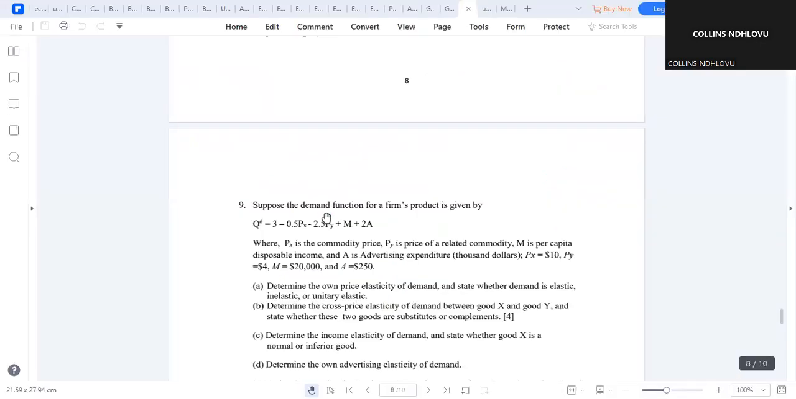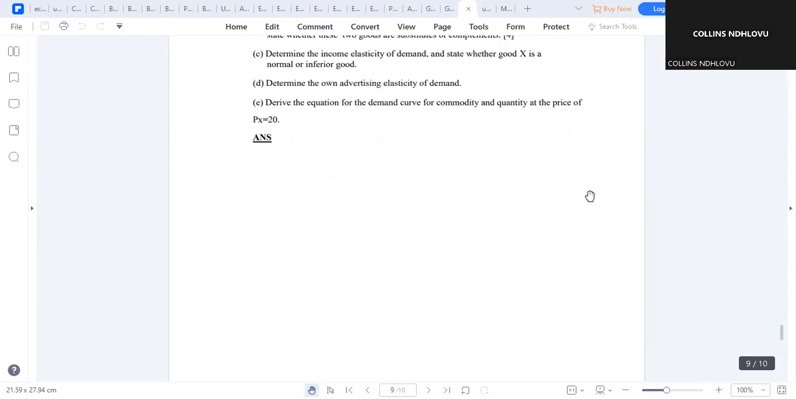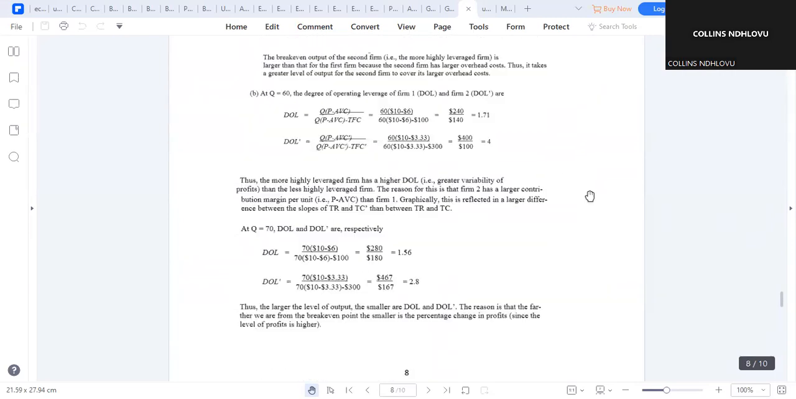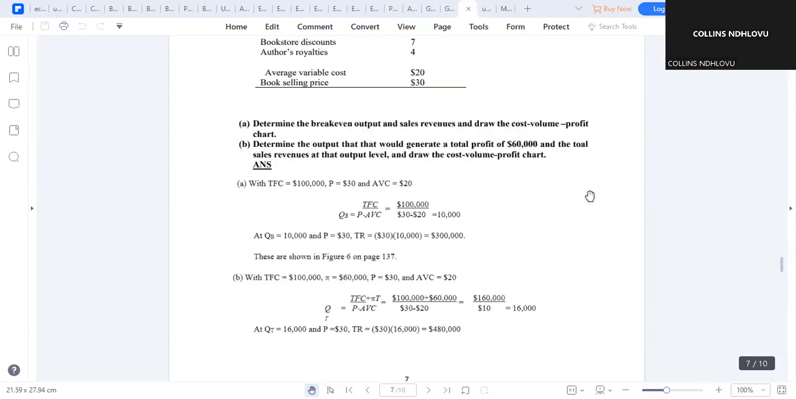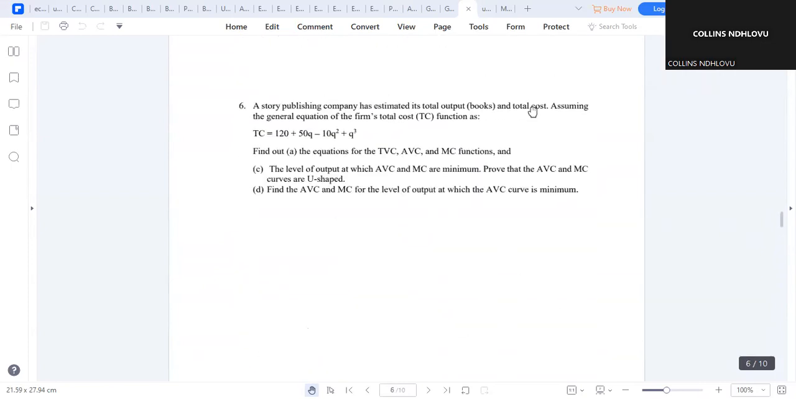So we're going to look at question number... So all these questions, you should reach a point where you understand them after I take you through the basics. So let's look at question number 6. A story publishing company has its total output in terms of books and total cost, assuming the total cost function is given by that. Let's find the total variable cost, average variable cost, and marginal cost. This is from your lecture.